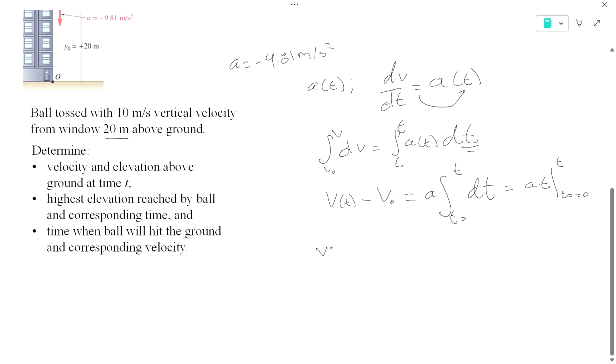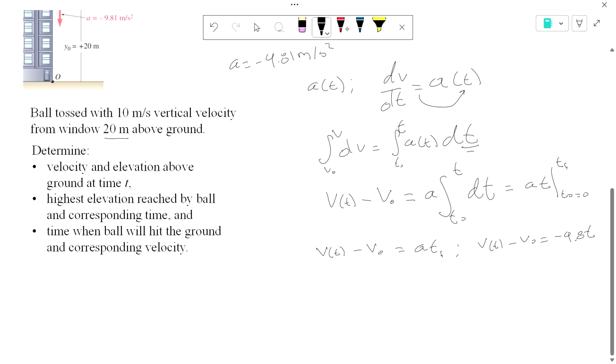So the velocity minus an initial velocity, because it's not 0, is equal to the acceleration evaluated at t final minus 0. Okay, so right now we can just say that our function is negative 9.8 t. All right, so right here we have our velocity function. V as a function of t is equal to negative 9.8 t plus an initial velocity.